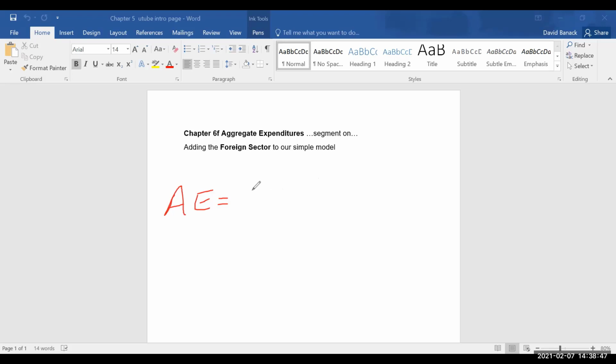Now, we started with AE. We added consumption and investment. That was our simple model. In the previous segment, we added the government sector. And in this segment, we add the foreign sector, which is net exports. And net exports are equal to exports minus the level of imports. So let's add this one to our model.